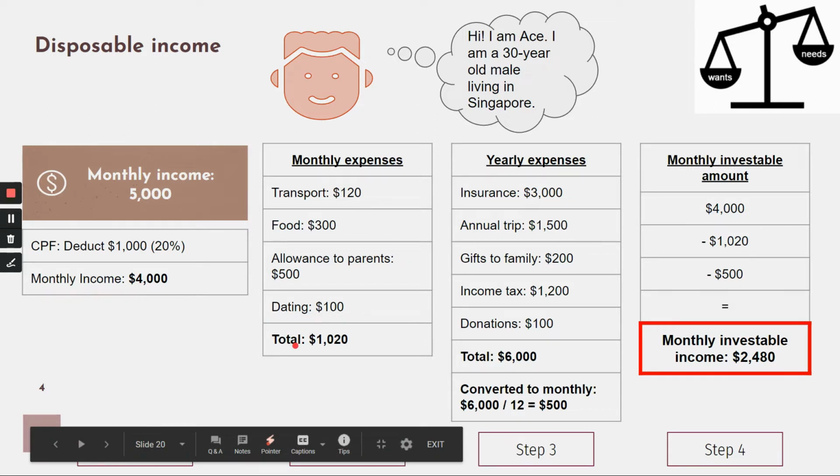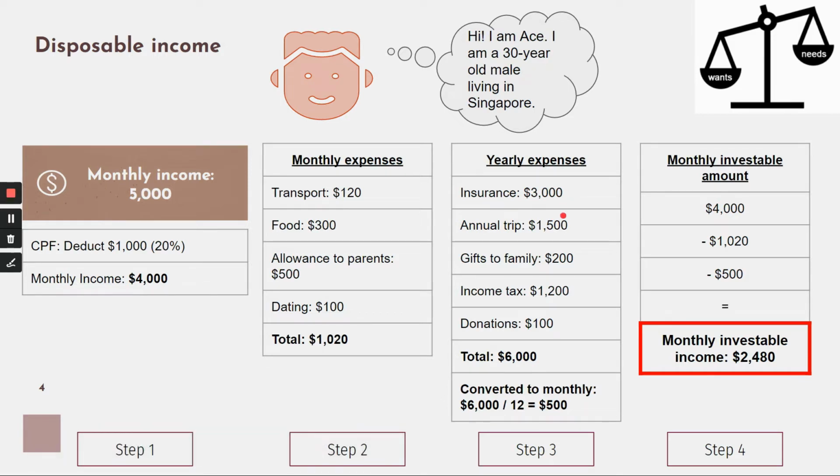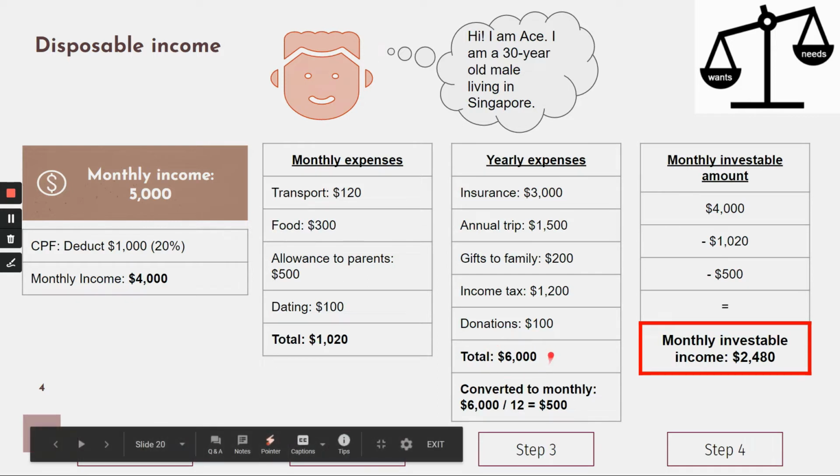As for the yearly expenses, he spends $3,000 on annual insurance premiums. He also goes on annual trips, which cost him an estimated 1.5k every year. He also buys gifts for his family and friends, and this amounts to $200 per year. Next, we have income tax and donations, and all this adds up to be $6,000 per year. However, what we need is the monthly amount, hence we have to divide the $6,000 by 12 to give $500. And this sums up step 3.